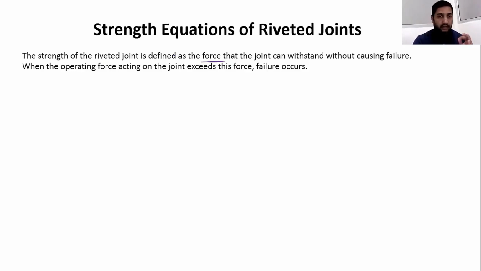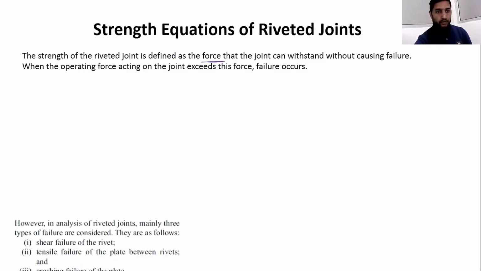तो basically strength क्या होता है, वो force होता है basically जो हम किसी joint के ऊपर लगाते हैं, और अगर joint ना टूटे वही उसकी strength कहलाती है. So in strength equations, what we are going to derive, we are going to derive the force, the value of force.